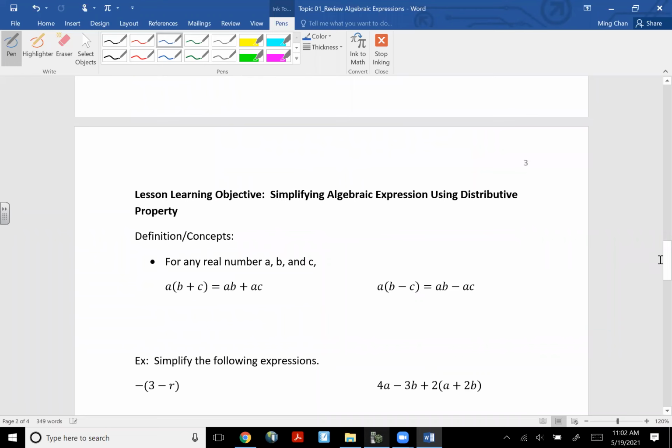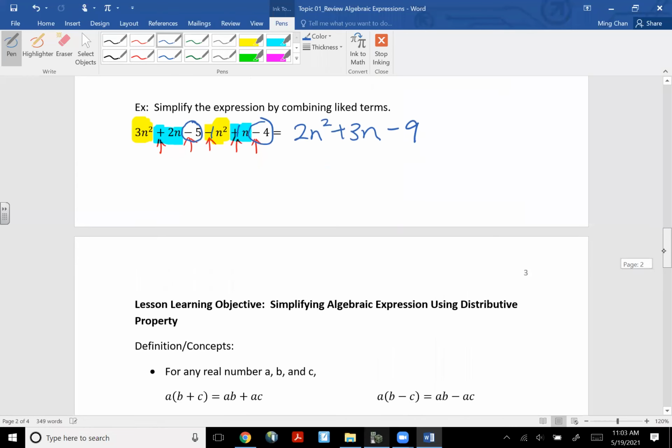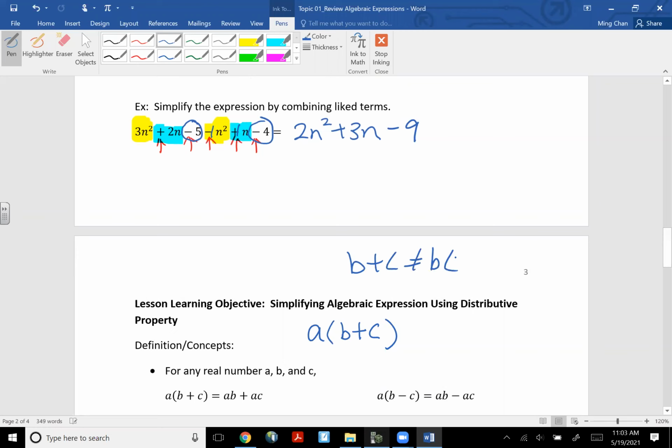All right, the distributive property. Let's do some distribution. The distributive property says for any real numbers A, B, and C, if I have a problem that says A times parenthesis B plus C, technically in the parenthesis I have two terms, B and positive C. They are not like terms, so I cannot combine them. B plus C does not equal BC, because these two are not like terms.